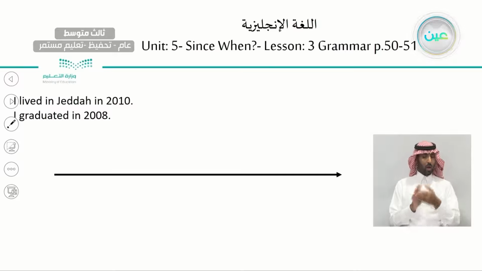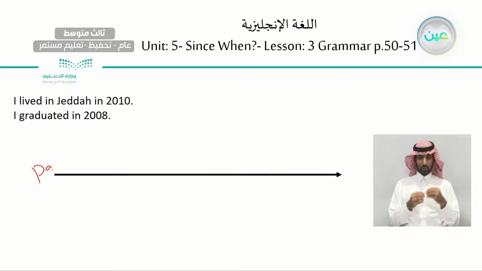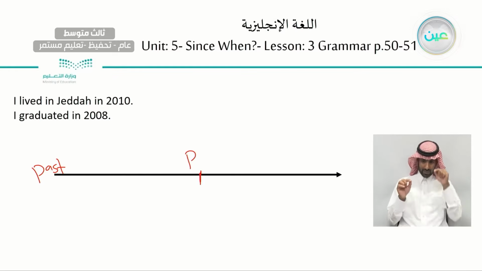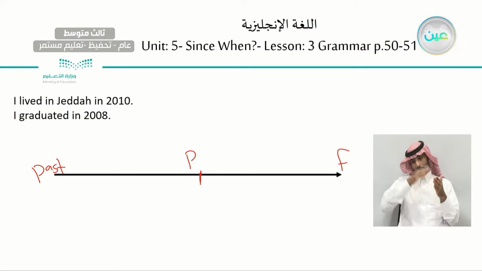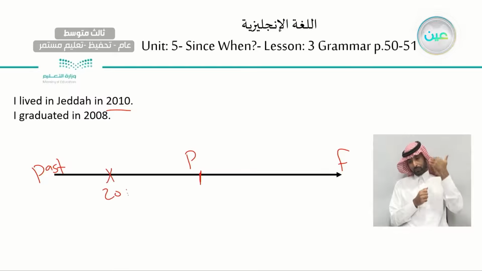This is a timeline. You can see it in front of you. Here we have past, okay? And here, this line is the present, and here we have the future. Now we are in 2020, okay? 2021, okay? So here, the year is 2010. So it's in the past, okay? And I said I lived in Jeddah in 2010. So this is the time, 2010.